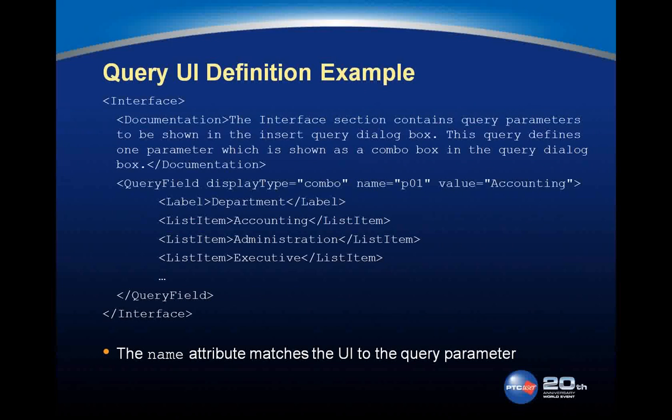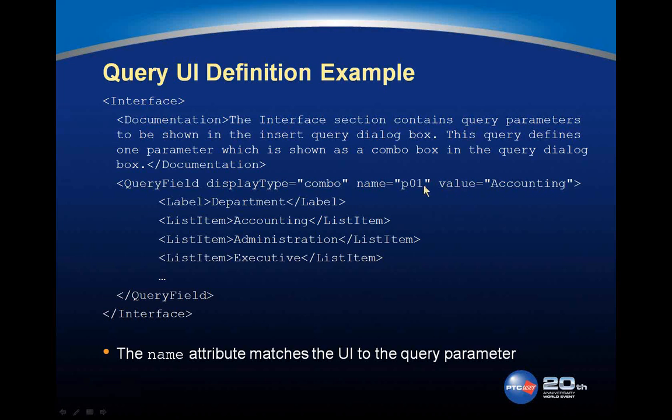Okay, so here's an example of defining a query UI. So in this case, again, this is where the parameter is to select the department that you want to choose from. And so inside the interface element, we have a query field. We tell it what type of control we want to use. We want to use a combo box. And this name attribute maps to the query parameter that we defined earlier.